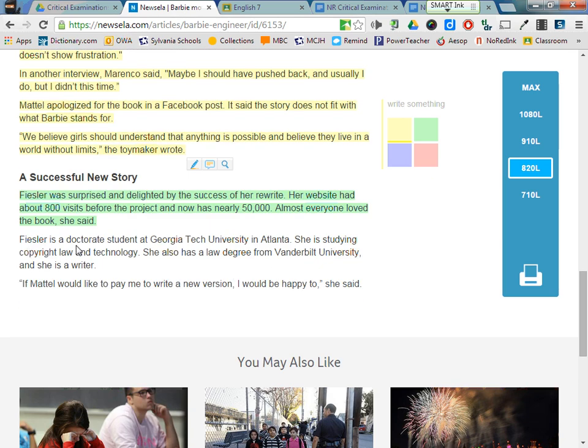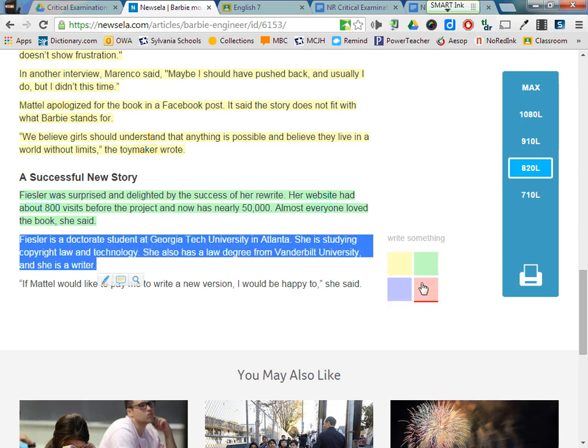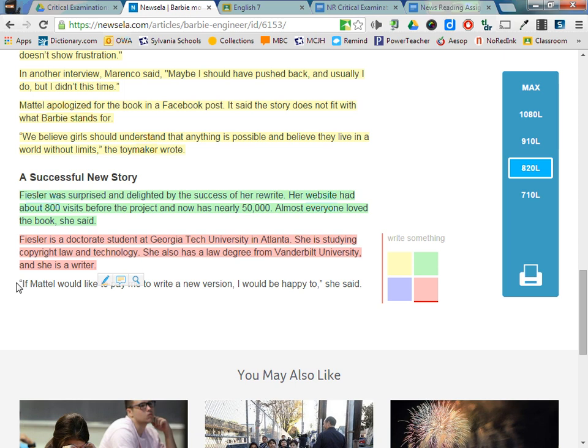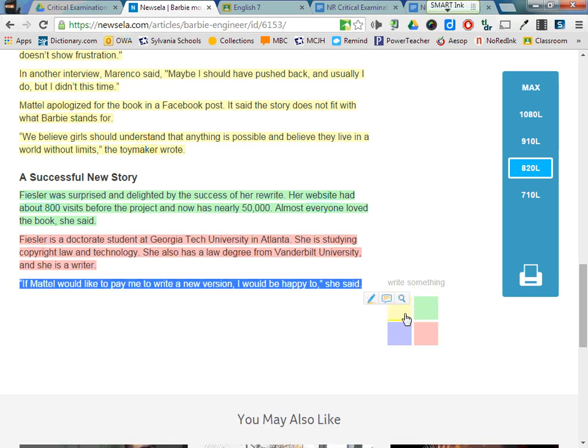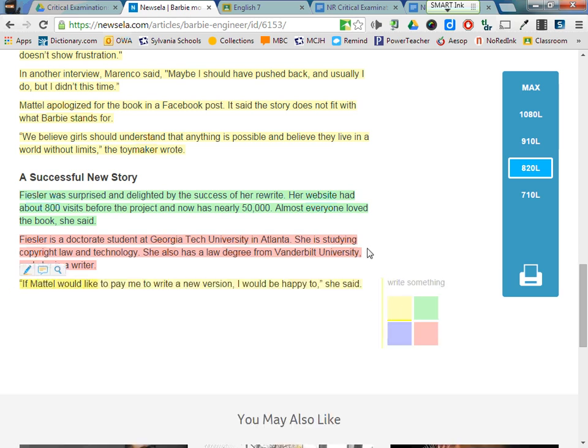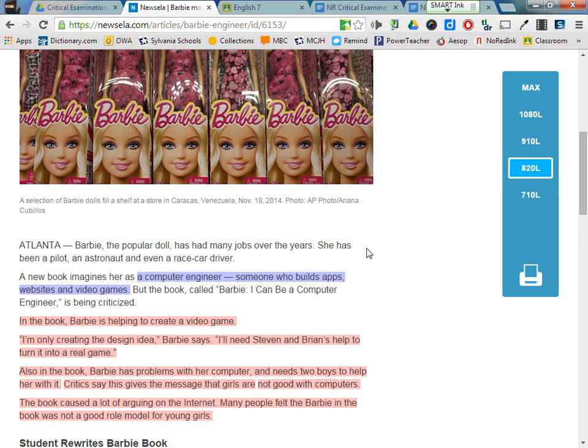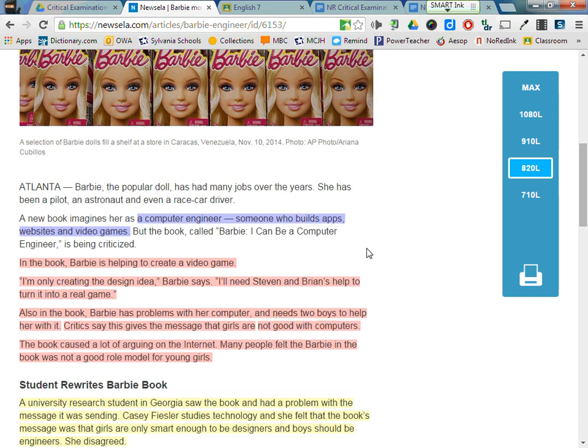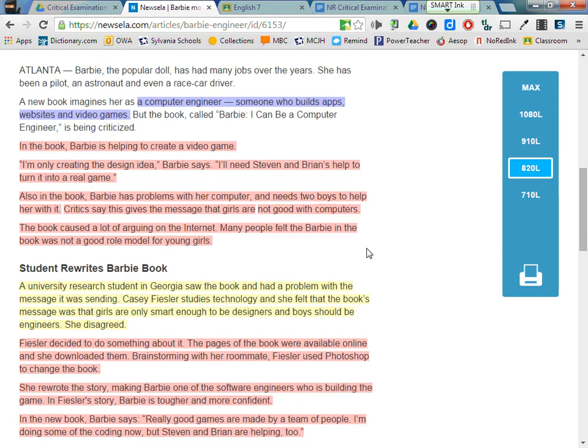Finally, Feisler is a doctorate student at Georgia Tech University in Atlanta. These are facts about her. I'll list those as research facts. And here I've got her opinion again. Oops, I want to highlight the whole thing. There we go. I've accounted for all of the article with the exception of the topic sentence information.